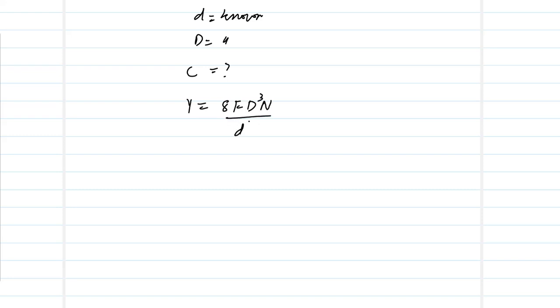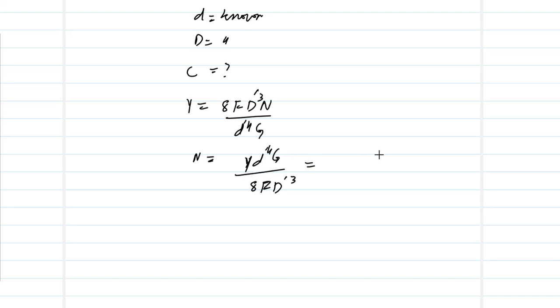And again I'm repeating, this is the prime value and new values, and this is the active number of turns. So N will be equal to G d^4 y divided by 8 F D^3.